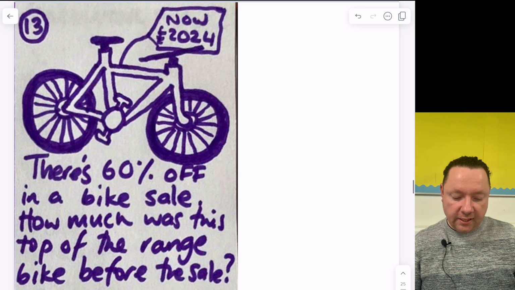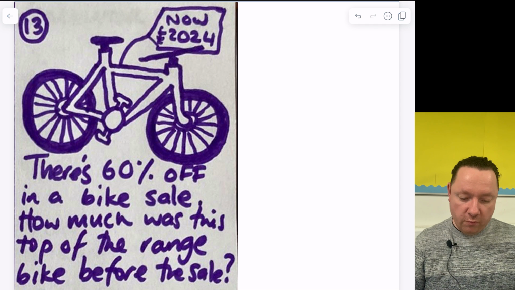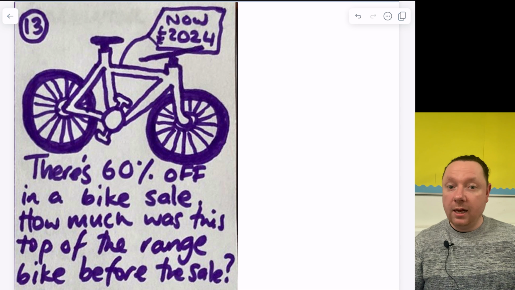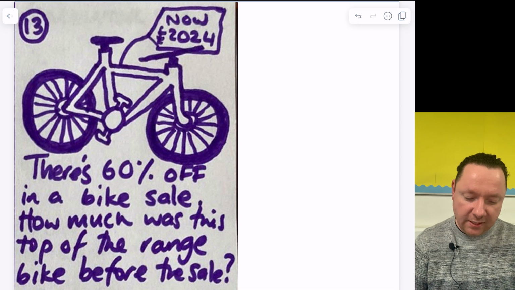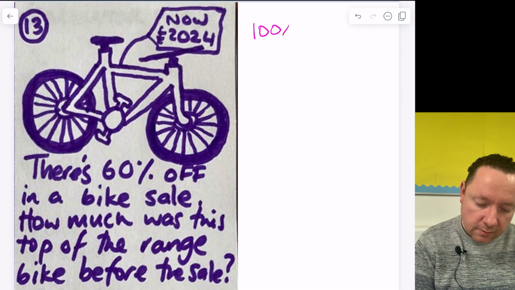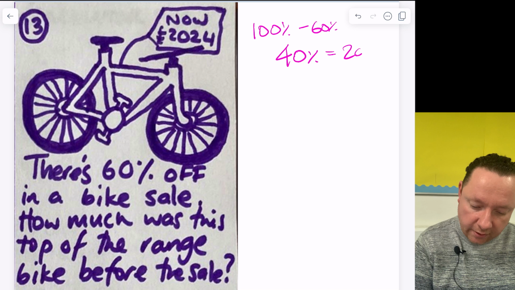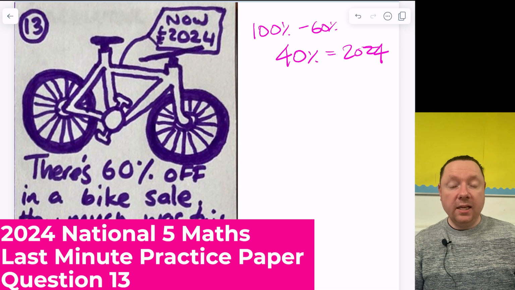Question 13. There's 60% off on a bike sale. How much was this top of the range bike before the sale? So it's now £2024. Right, so 60% off on a bike sale. So for 60% off, if you imagine you're starting with 100% and I've took away 60%, that means that this bike is now worth 40%. So 40% equals 2024. And I want to get 100%, so it's a reverse percentage.